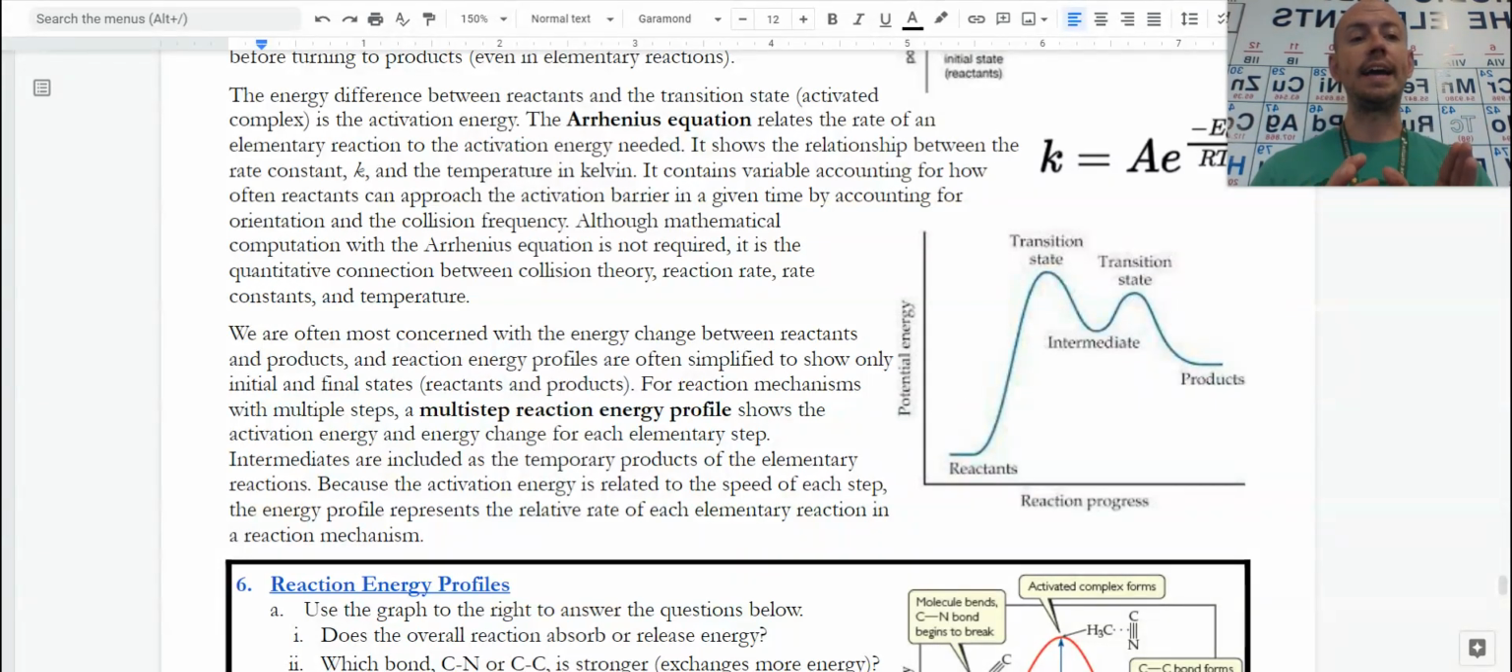So we can turn mechanisms into graphs and graphs into mechanisms in valuable ways that show us about the fast and slow steps, that show us about how many steps, that help us think about our intermediates, but also maybe help us to envision some transition states that we pass through during that process.